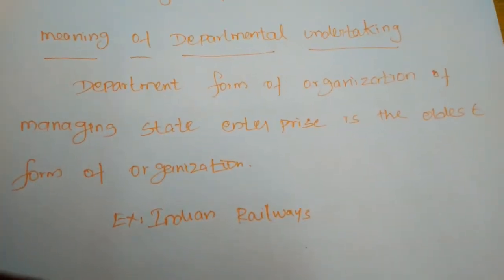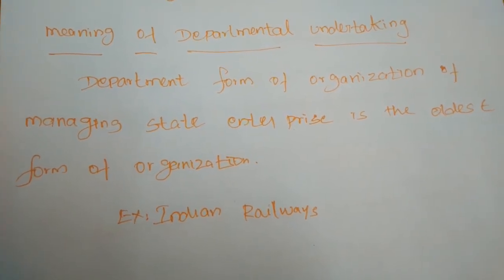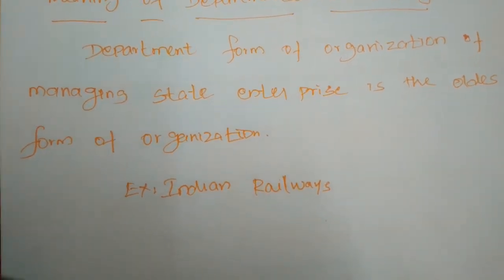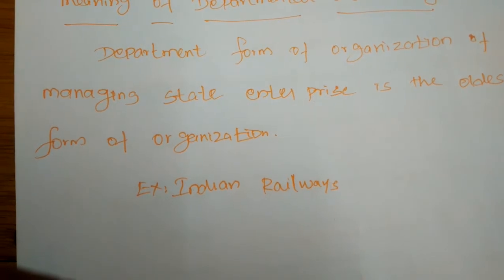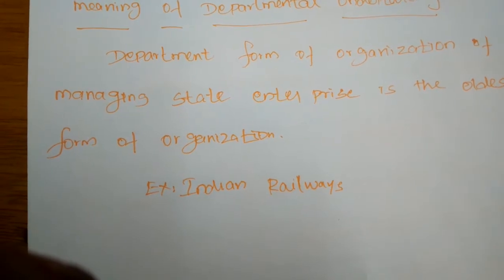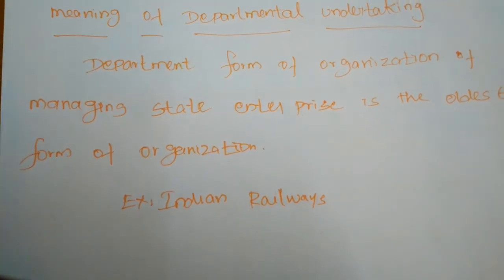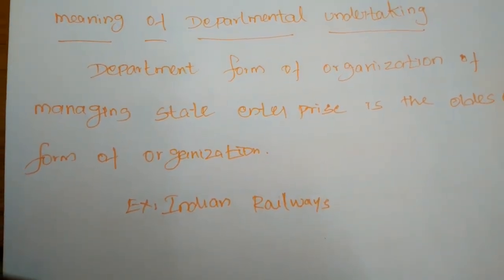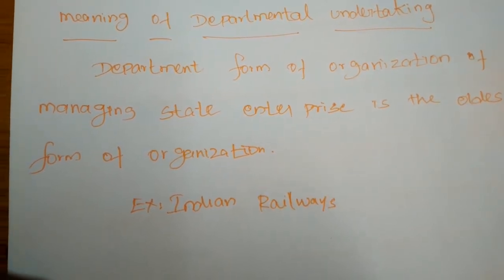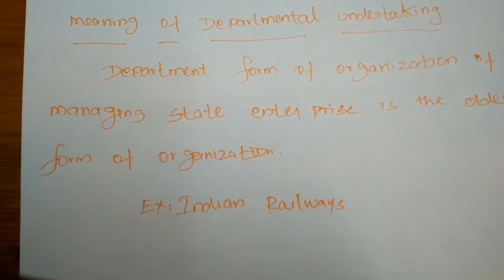Suppose a departmental undertaking is undertaken by a full-fledged ministry, or is otherwise part of the government. The best example is the Indian Railways, which is managed by the Ministry of Railways, and the post and telegraph service is run as a department. This is also established by the government and comes under a ministry. The Delhi Milk Scheme, All India Radio and Doordarshan are other examples of departmental undertakings.